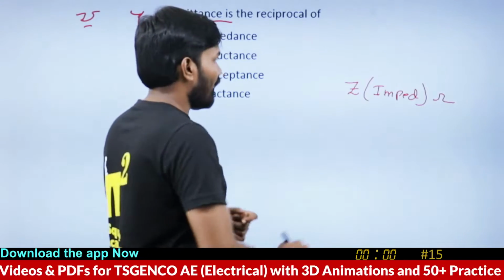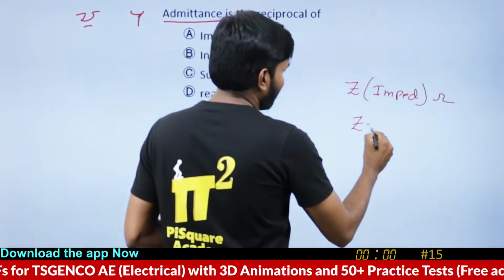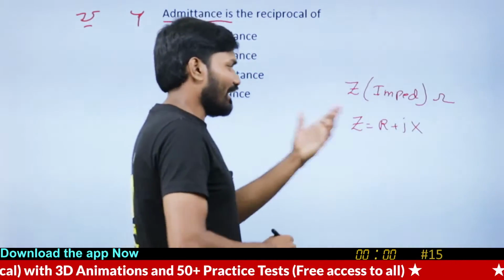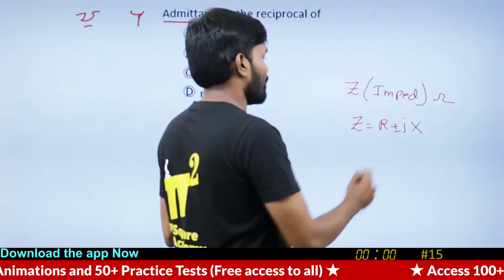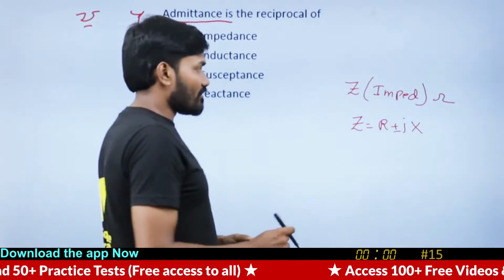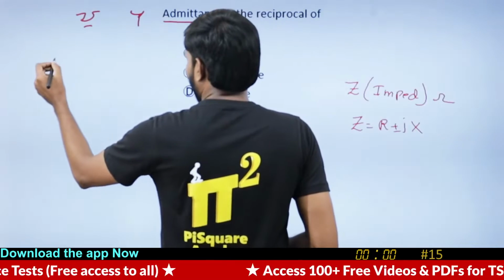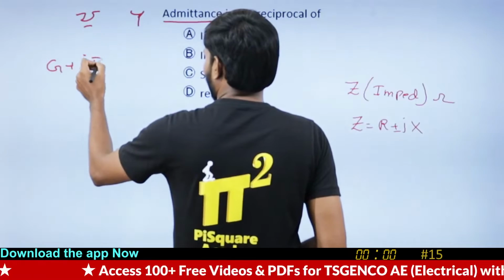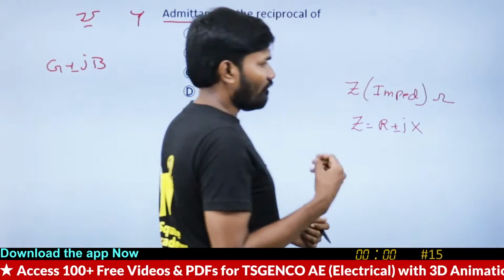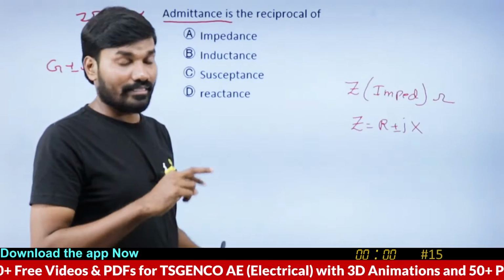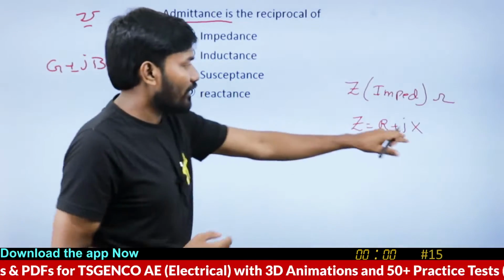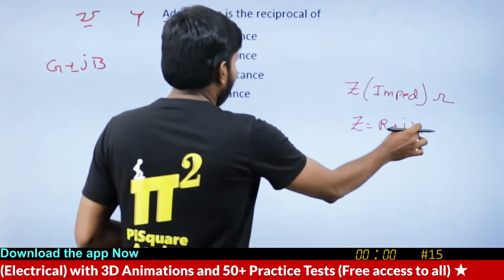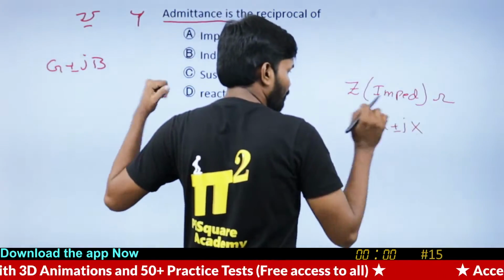And Z is equal to R plus jX. Be it L or C, that depends on plus or minus. Yes, Siemens is the other unit, S. Now for Y, it is G plus jB, or maybe plus or minus, depending on whether it is inductive susceptance, B is susceptance, or inductive reactance, so accordingly plus or minus will come.